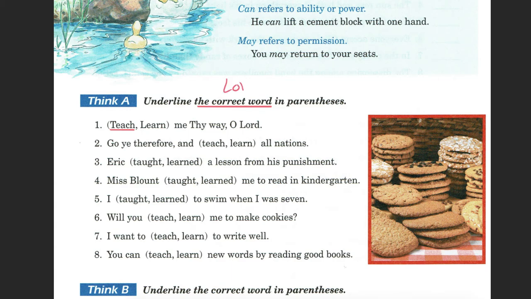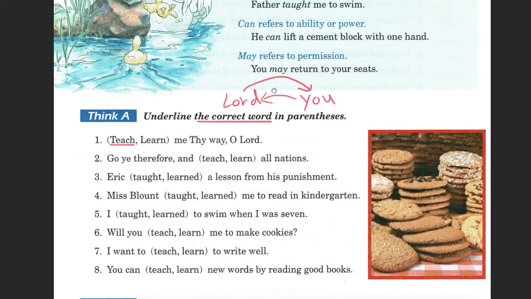So you have the Lord here. You have me or you. So you're trying to ask God, Lord, to give you knowledge, right? If you say, "Learn me thy ways, O Lord," that means you want God to get knowledge from you, which obviously, we can't teach God anything. So this is obviously wrong. This is not what you mean.